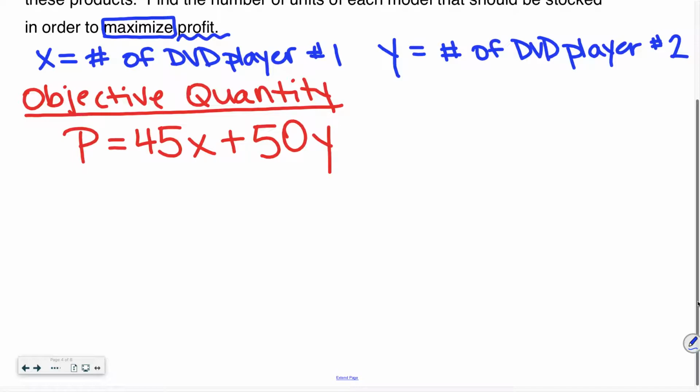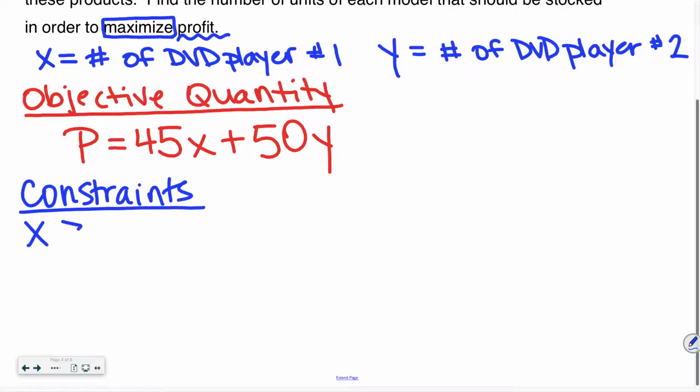Next we have our constraints. Just want to be consistent here. Okay, what did we talk about on Thursday? If we have tangible items, what do we have to write? Can we have negatives? Can we have negative DVD players? Okay, so X needs to be greater than or equal to 0. Y needs to be greater than or equal to 0.